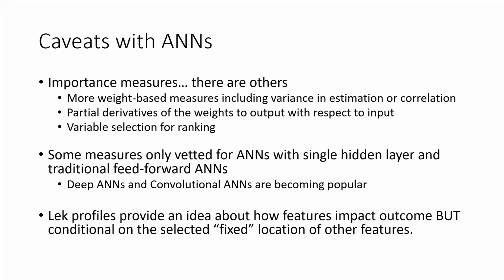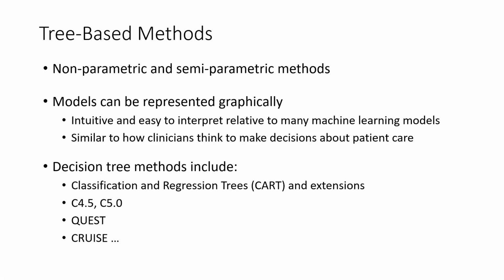The other thing I would say is, in recent years, particularly with the advancement of computing, we've developed things like deep neural networks and convolutional neural networks, and they're becoming much more popular and can be better performers than the single hidden layer neural networks that we've been talking about. These approaches were mostly developed for single hidden layer feed-forward networks. Not that they aren't being extended to deep networks and convolutional neural networks, but they're not there yet. And then I already talked about the last issue with the Lek profiles. Okay, so that's all about ANNs.